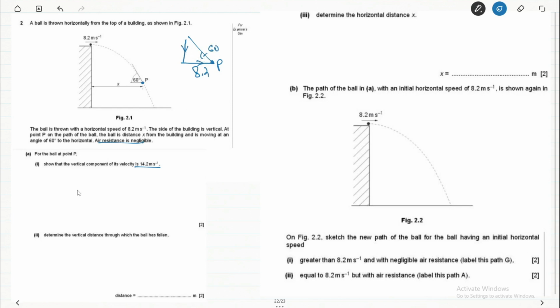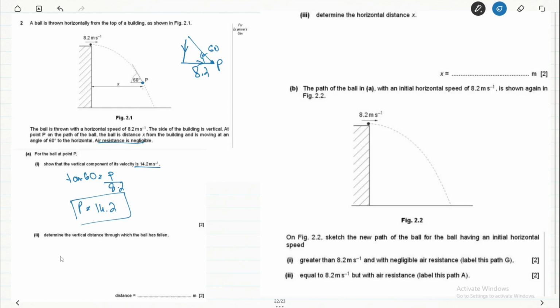So this is simple: tan 60 is equal to perpendicular over base, which is 8.2. So this P becomes 14.2. So this is the vertical component here, 14.2 meter per second. Determine the vertical distance through which the ball has fallen.